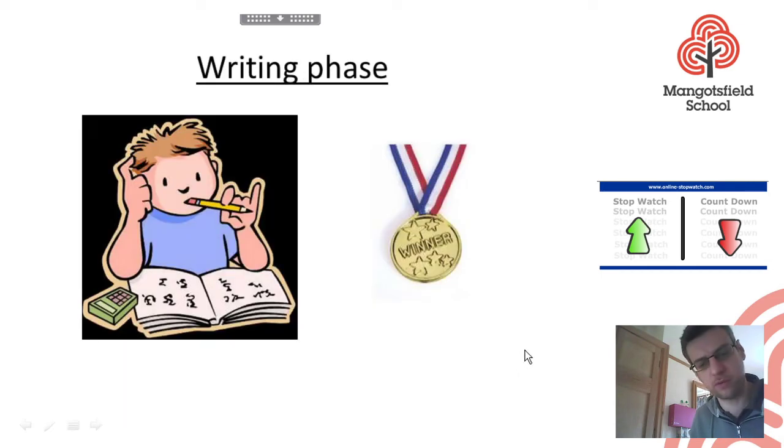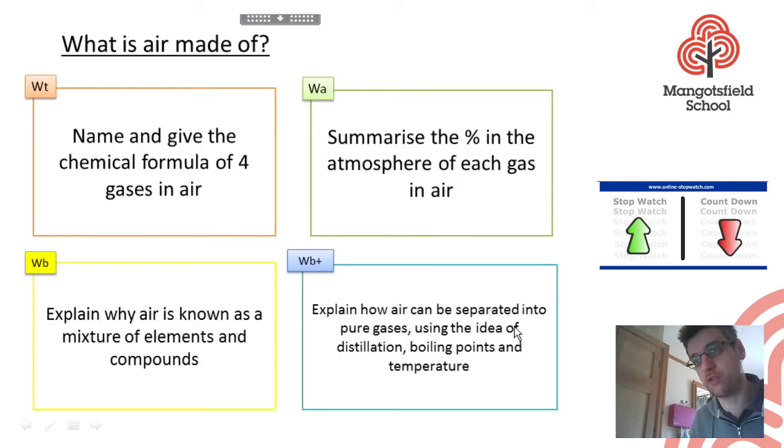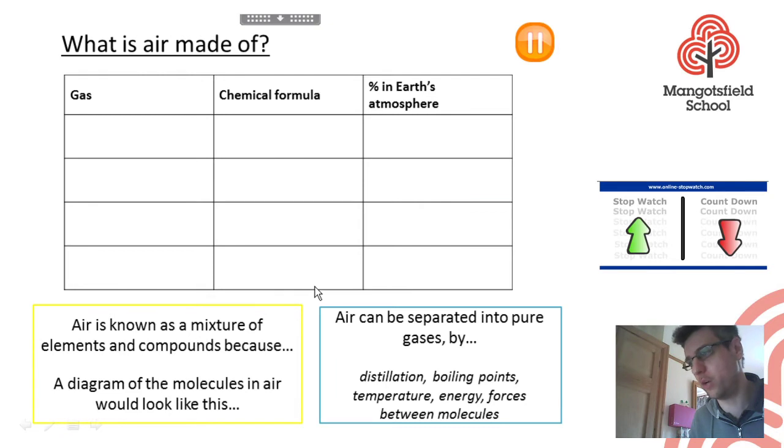Right, it is time for the writing task. So this is where you need to write the driving question at the top of your work, and then we're going to work our way through orange, green, yellow and blue. That means describing facts and key words. It means summarising the main point of the lesson, using it to explain the situation in more detail and combining together difficult ideas. Now what I would suggest for orange and green is actually doing a little table like this with the gas, the chemical formula, and can you remember how much of the Earth's atmosphere it was?